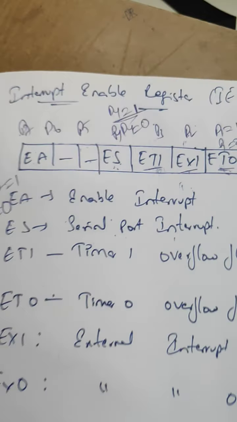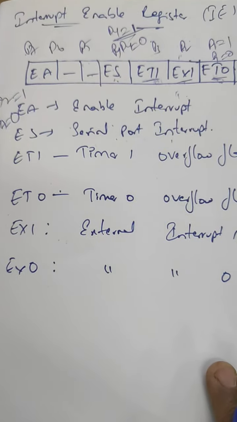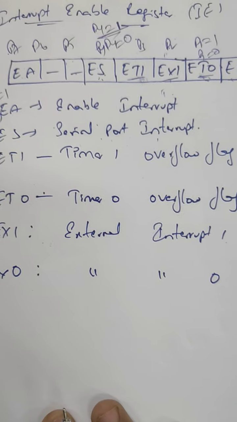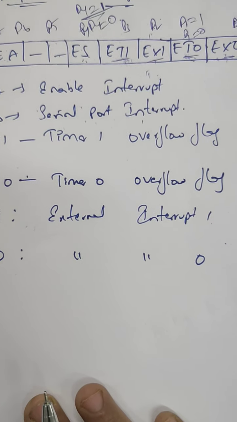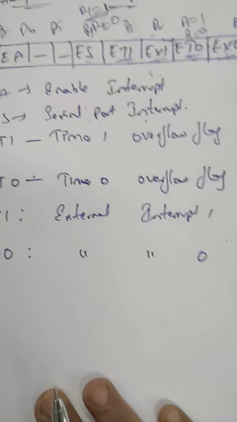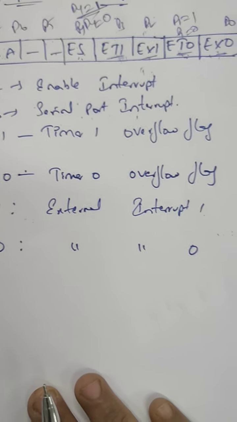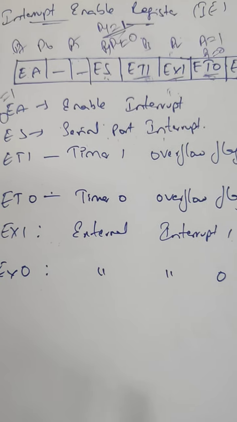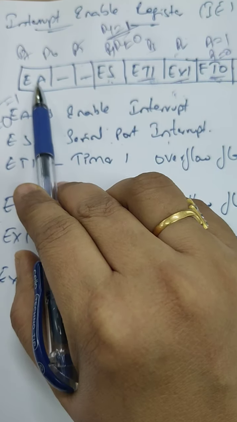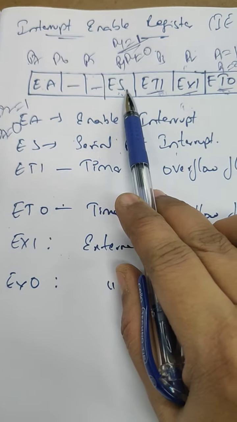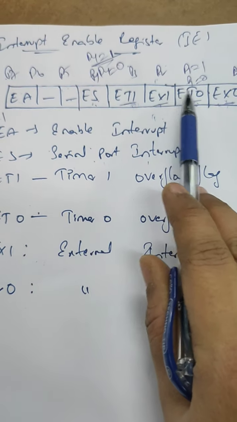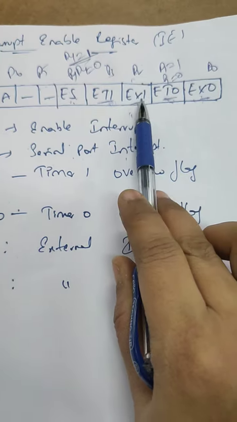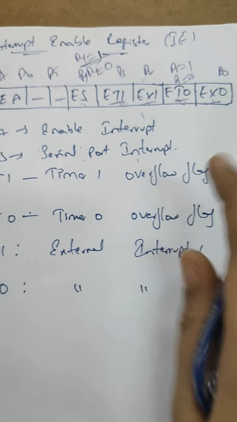This is the explanation about the interrupt enable register. You have to remember that when any bit is set to 1, it is enabling, and if it is set to 0, it is disabling. But what you are going to enable and what you are going to disable, you have to know. Here you are going to enable the interrupts. D4 is meant for the serial port, D1 and D3 bits are meant for the timer overflow flags, and D2 and D0 are meant for the external interrupts.